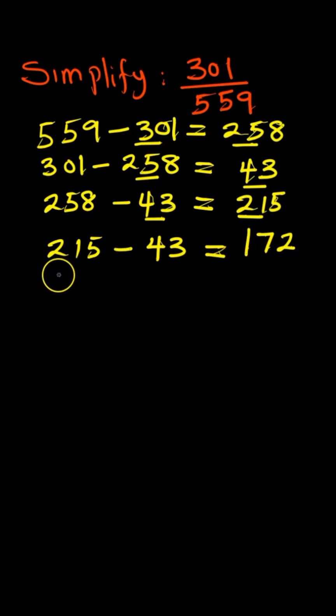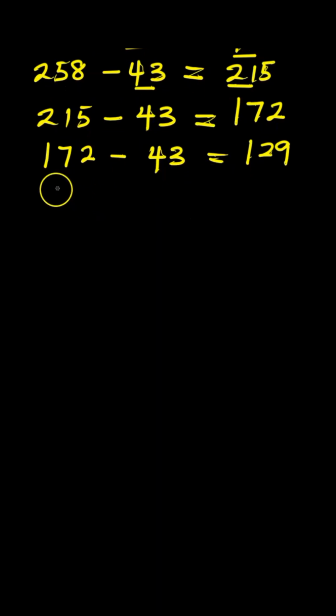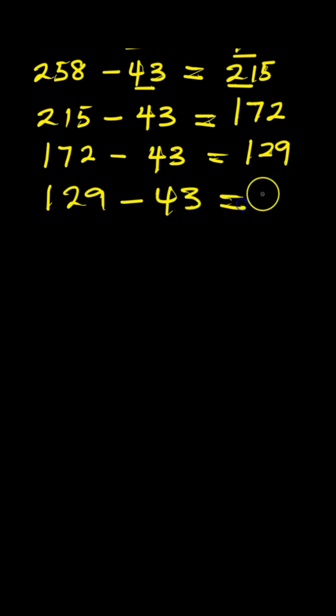Subtraction continues. 172 minus 43. That will give us 129. So 129 minus 43. That will give us 86.